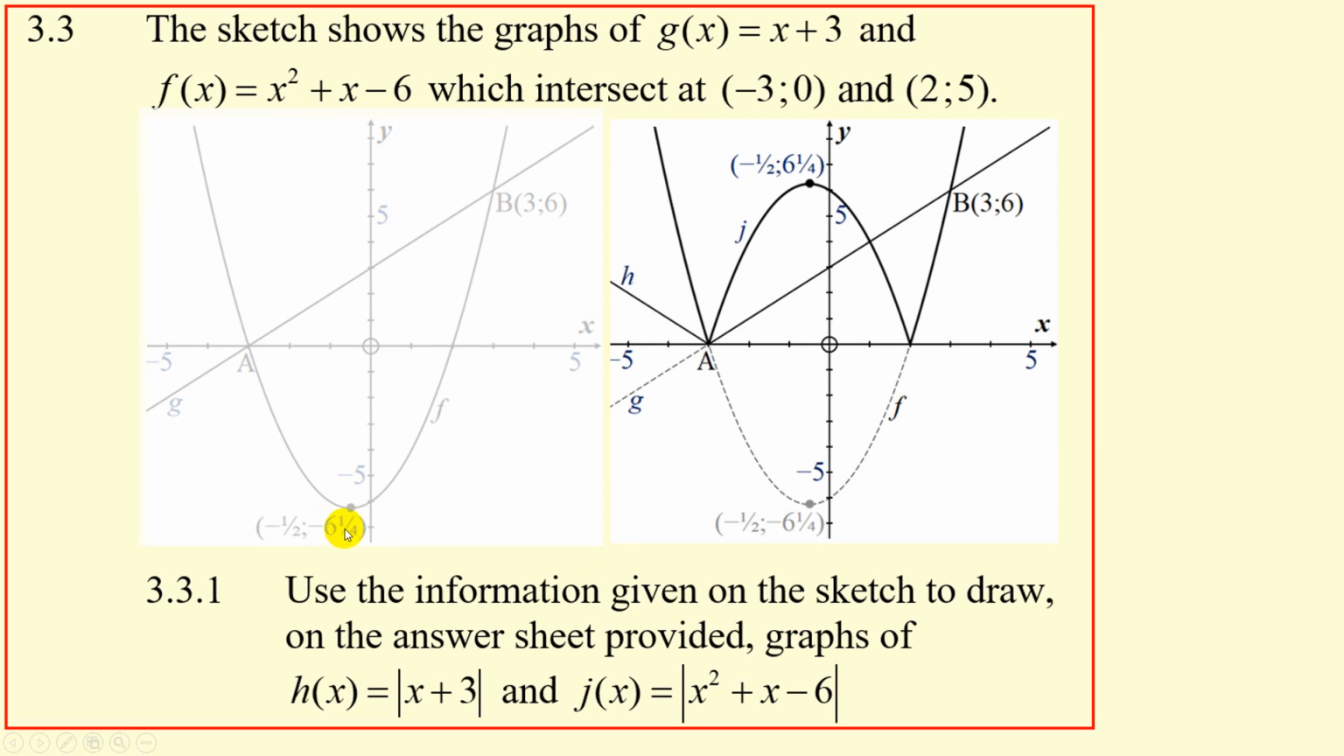Notice minus 6 1/4, 6 1/4. Still minus a half. Still the same x-intercepts. And this is a reflection of g. h is a reflection of g there.